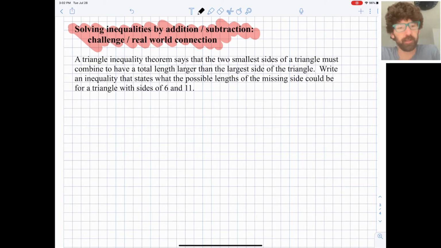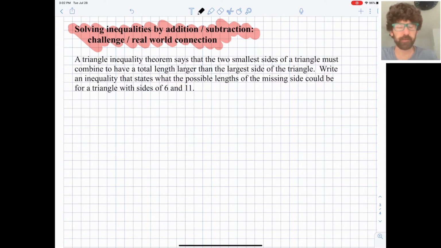The triangle inequality theorem says that the two smallest sides of a triangle must combine to have a total length larger than the largest side of the triangle. Write an inequality that states what the possible lengths of the missing side could be for a triangle with sides of 6 and 11. And I want to show an example of why this theorem actually makes sense.